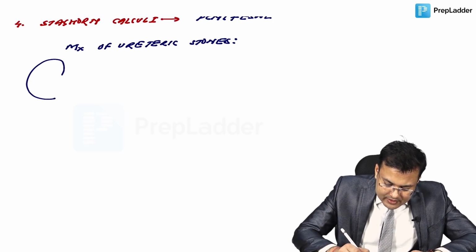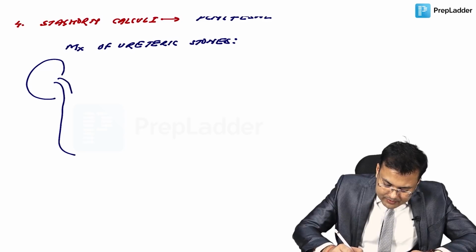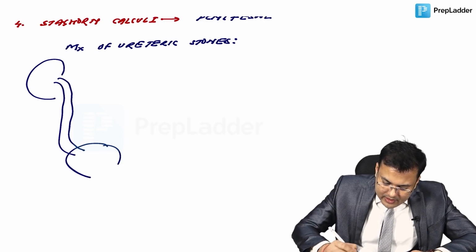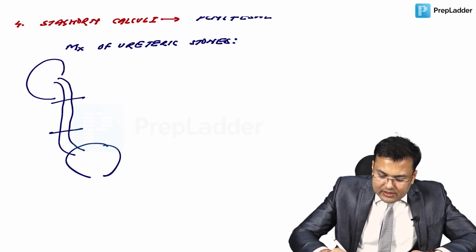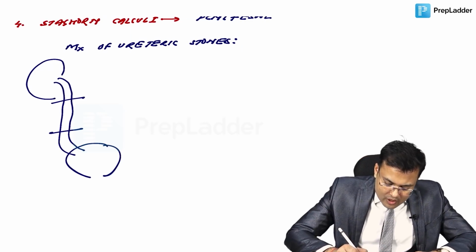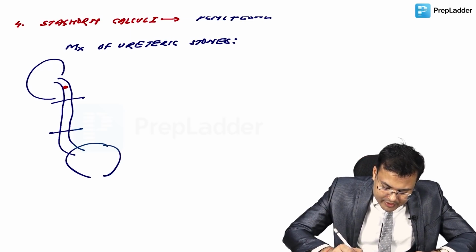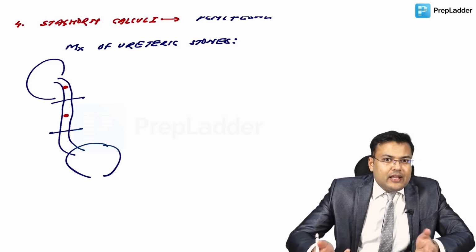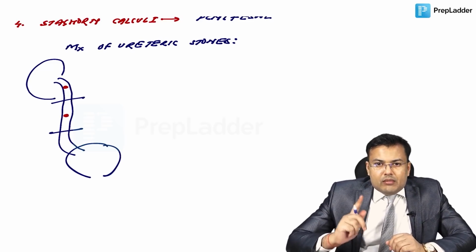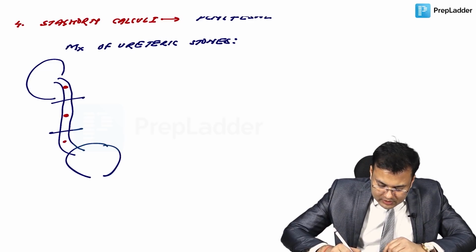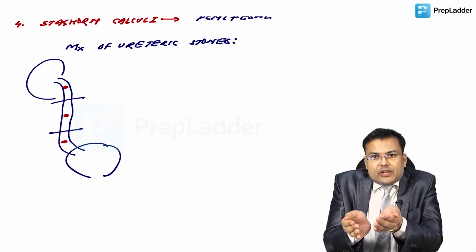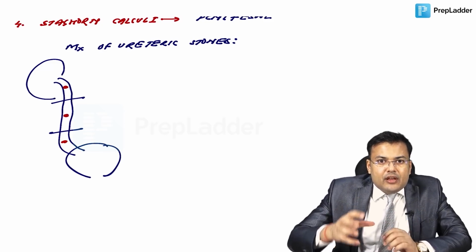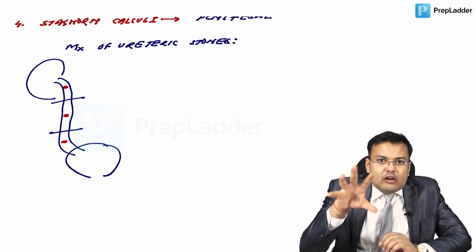This is the kidney and this is the ureter. This is the bladder. This is the upper one third, this is the middle one third, this is the lower one third. Whenever the stone is in the upper one third and middle one third, I can use ESWL. But the lower one third of the ureter is located in the pelvis, which is a bony cavity, so you cannot deliver the shock waves.